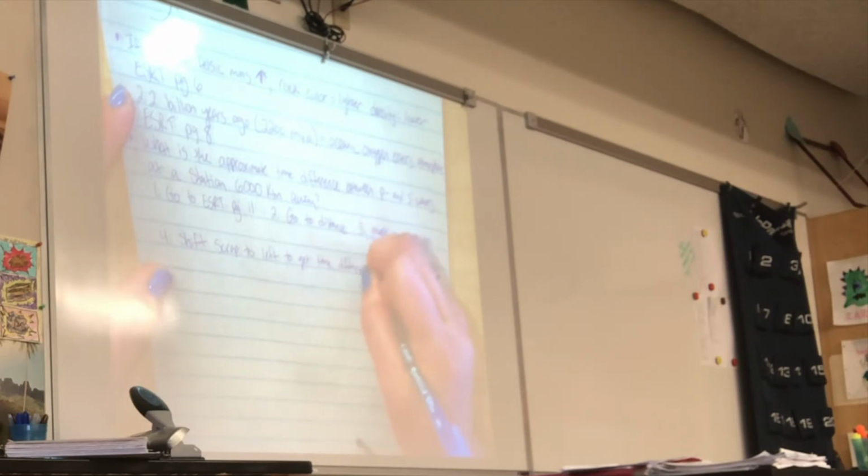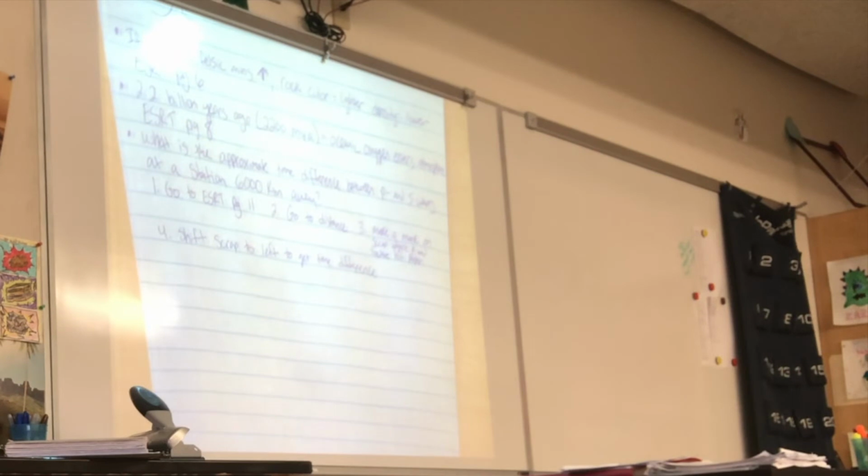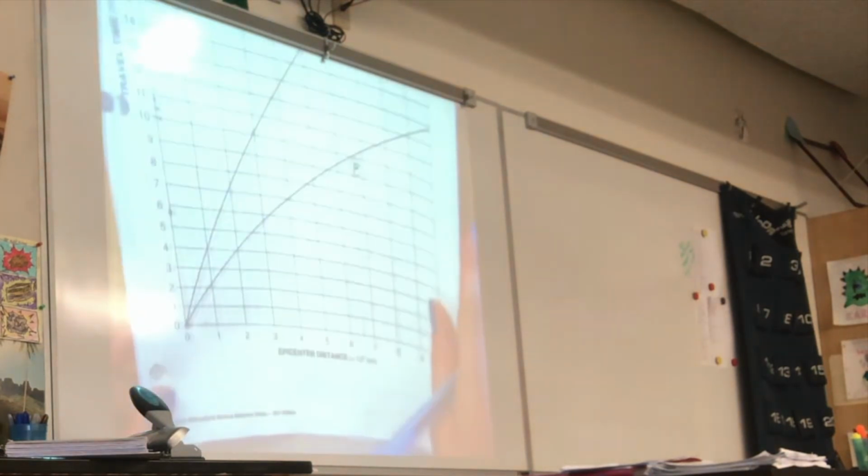Okay. So there's a couple ways that you can do this. Usually, especially on a test, I don't necessarily want to do the math, but you can do the math and I'll show you how to do that too. But if you need to find the approximate time difference between P and S waves at a station 6,000 kilometers away, it says to go to ESRT page 11. You go to the distance and use your scrap paper.